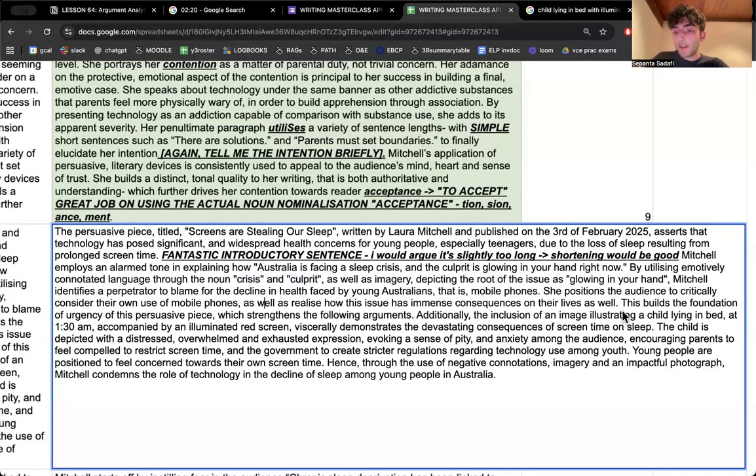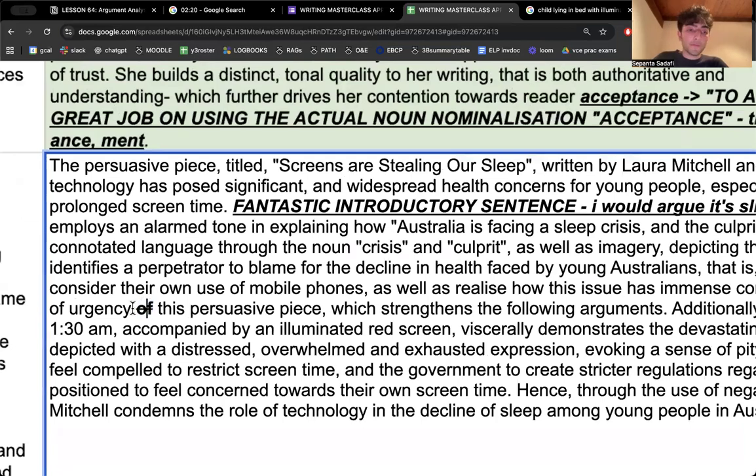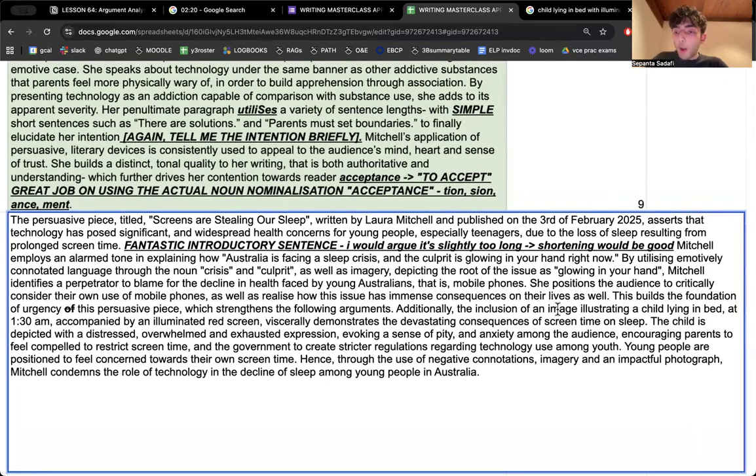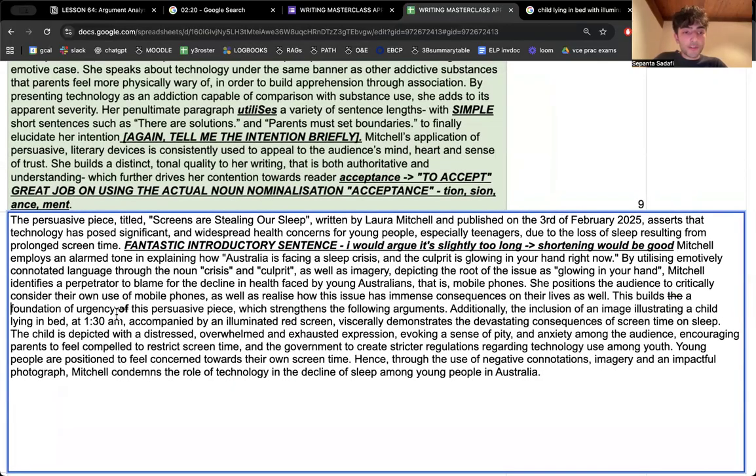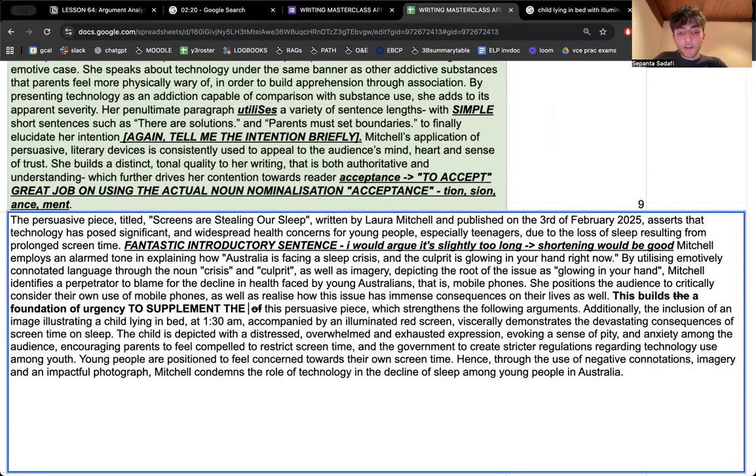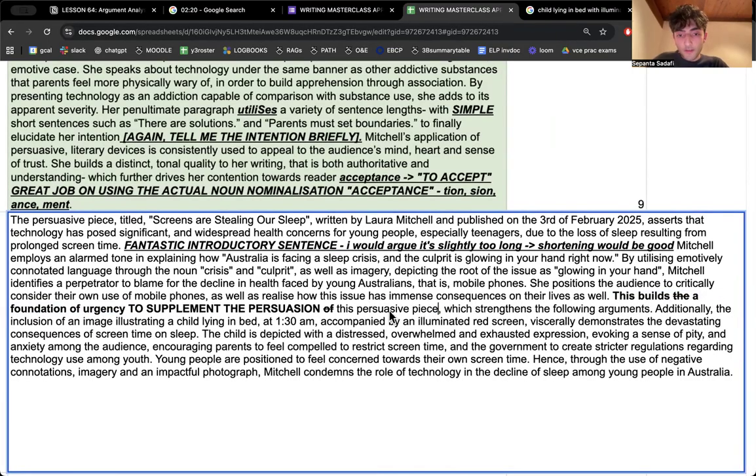Who wrote this one? Is this Martin? This builds the foundation. Priscilla, well done. This builds the foundation of urgency of this persuasive piece. Be really careful repeating of foundation. I would say this builds a foundation of urgency to supplement the persuasion. There we go. Which strengthens, and you don't need that because supplement is strengthen.